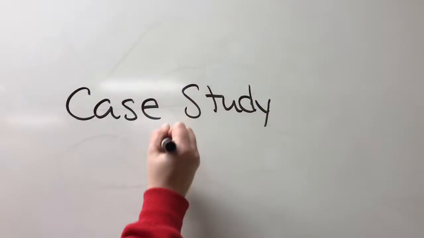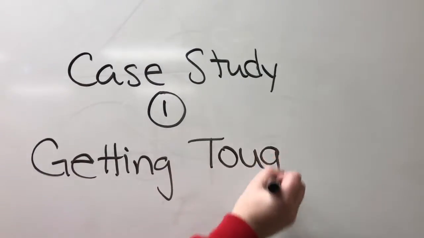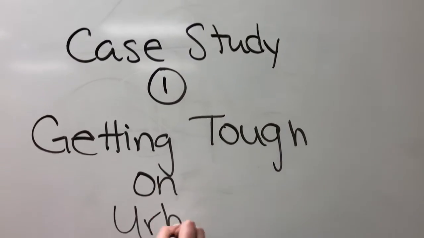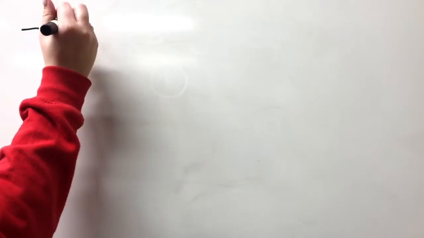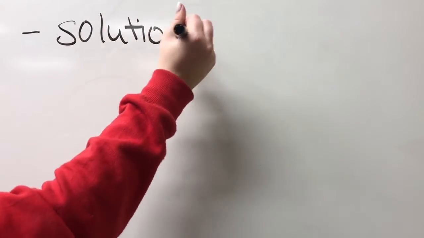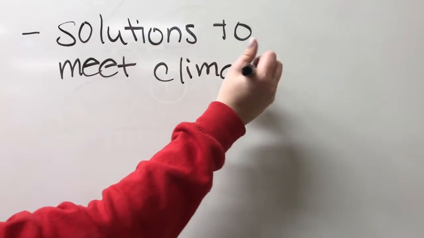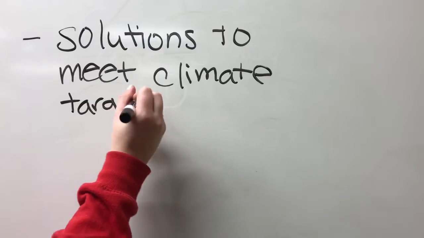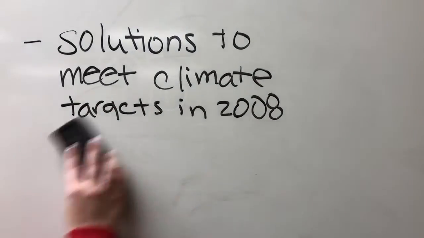Looking now at some case studies, this report, Getting Tough on Urban Sprawl, Solutions to Meet Ontario Climate Change Targets from 2008, analyzes growth that occurred between 2006 and 2008, particularly in the Greater Golden Horseshoe area. One of the key points noted in this case study is that there were many goals set in previous provincial reports. However, there was a lack of information and planning on how to achieve those goals.